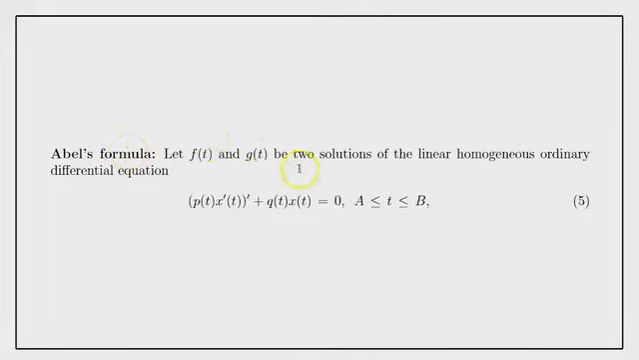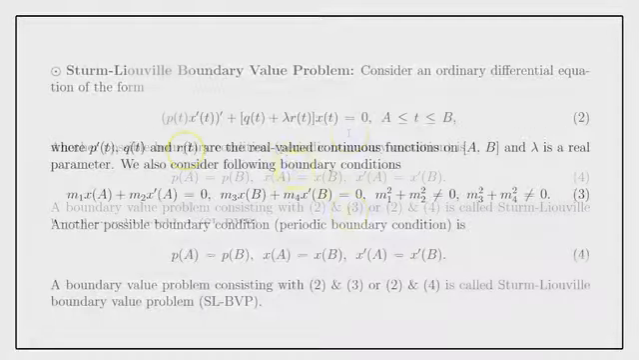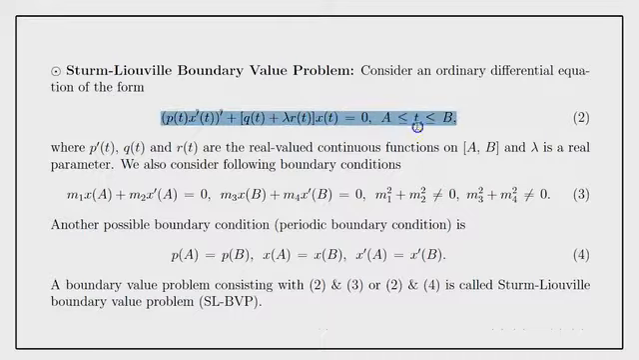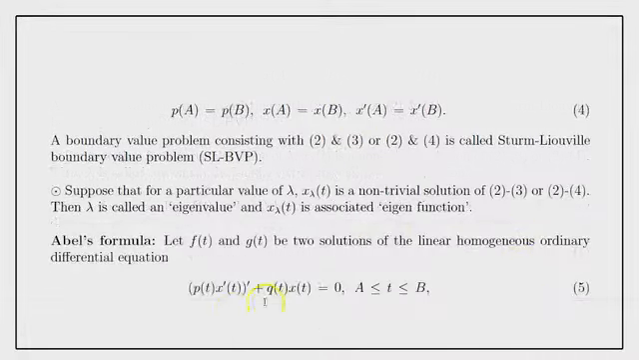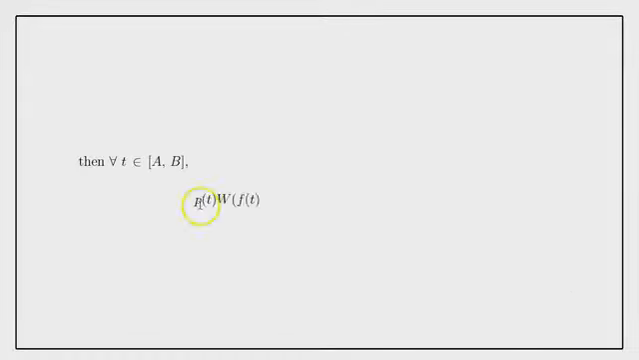Abel's formula states that suppose ft and gt are two solutions of the linear homogeneous ordinary differential equation 5. That means it is a modified, or rather reduced, version of 2: in 2, if you substitute lambda equal to 0 you get this equation 5. So, (pt x dot t) whole dot plus qt xt is equal to 0, defined over the closed interval a comma b. Now, ft and gt are two solutions of this equation.